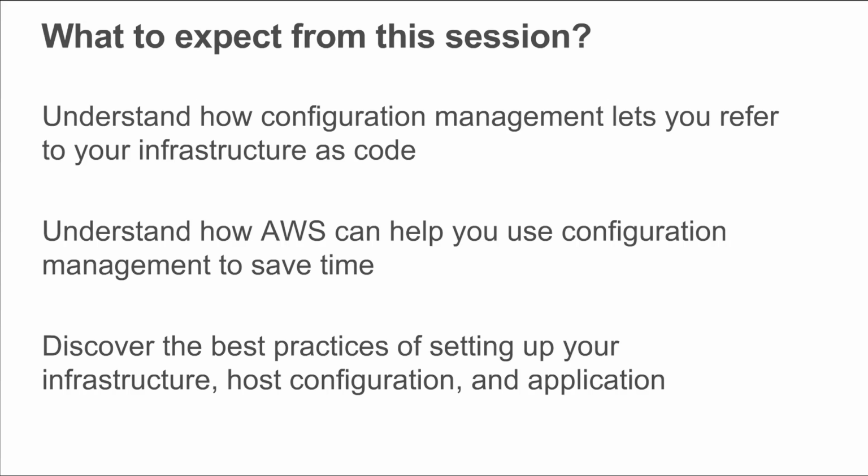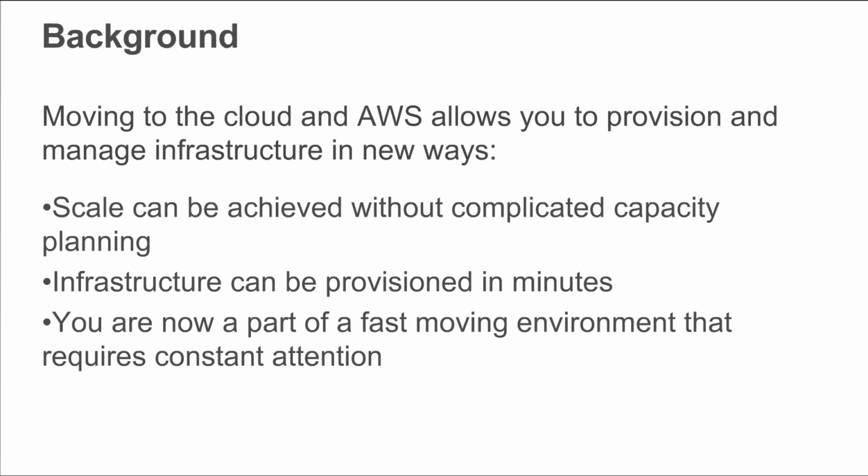So there are three main areas we want to cover today. First is to understand how configuration management lets you refer to your infrastructure as code. Now think about that for a minute. Just like software development, when a piece of code runs, it's going to do the same thing the same way every time. In the same way, when you define your infrastructure as code, you can expect consistency every time you spin up a new resource. Next, we want to show you how AWS can help you use configuration management to save time. And last, we want to help you discover the best practices of setting up your infrastructure, host configuration, and applications.